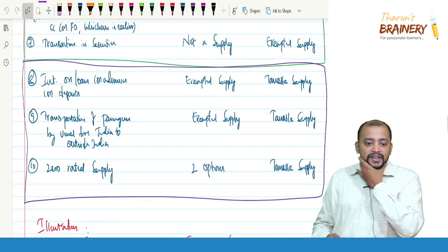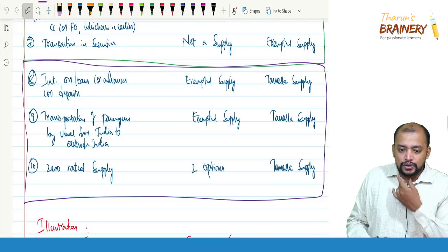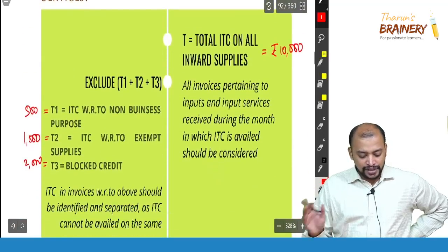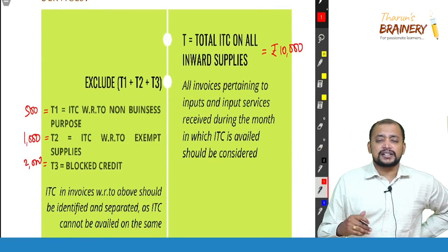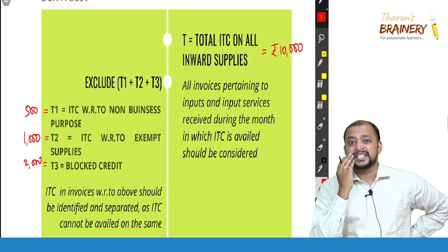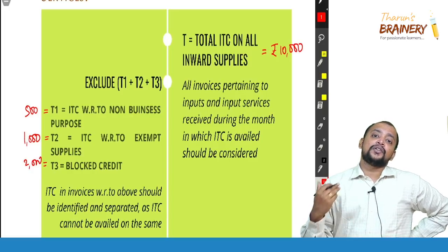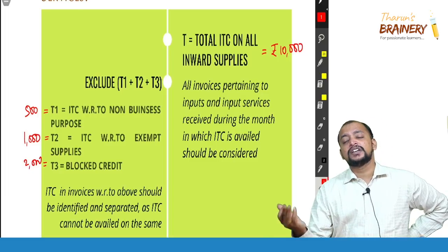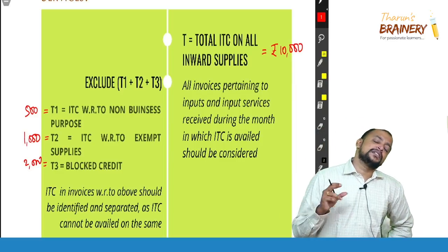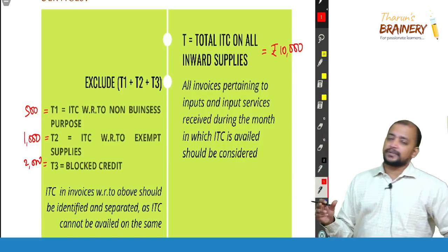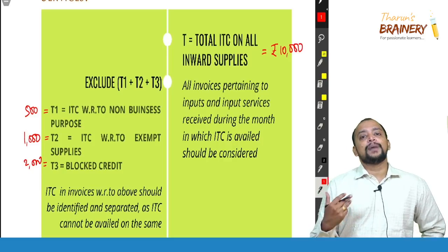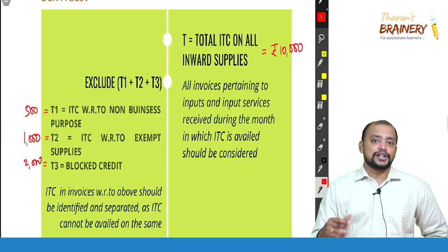Okay. So next one, for common credit 2500, please explain sir. Simple here. First up to 6500 you got total 10,000. Out of 10,000, 500 rupees is exclusively used for non-business. So there is an invoice that contains 500 rupees tax, but that invoice is purely used for personal purpose. Personal invoice, charged to business. So we cannot take credit. Then there are some invoices that contain tax 1000 rupees, but these invoices are used for exempted supplies. So that also we cannot take. Then there are some invoices on which the tax is 2000 rupees, but these are blocked credit, specifically excluded. So we cannot take ITC.